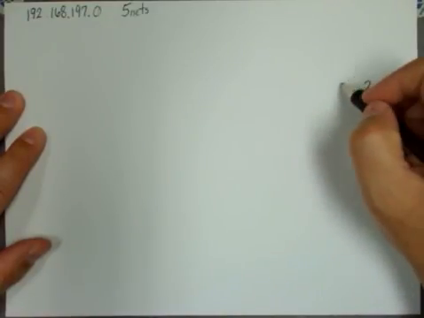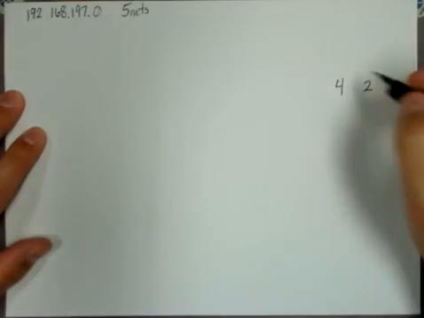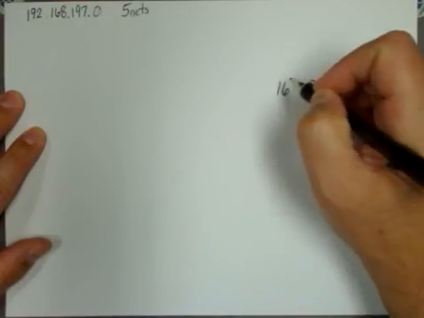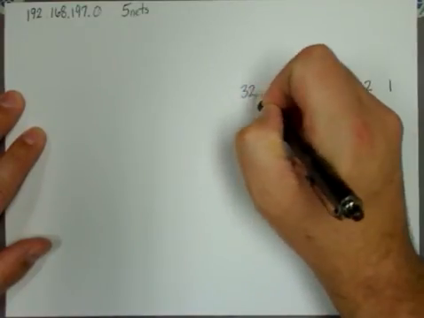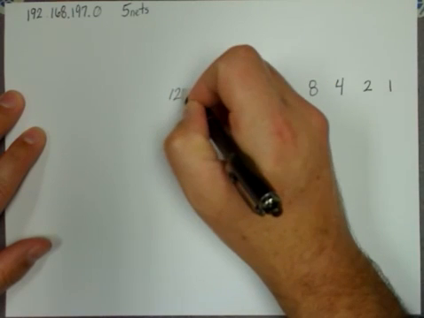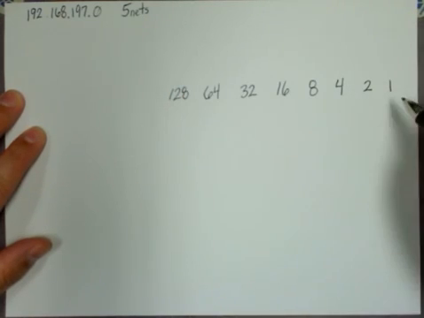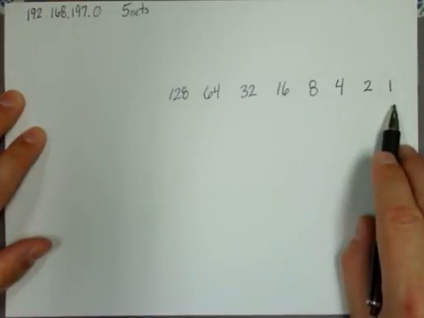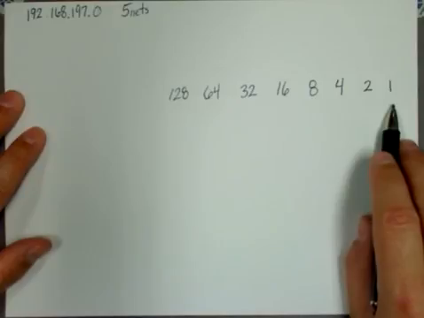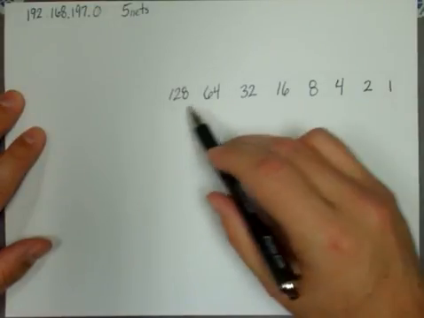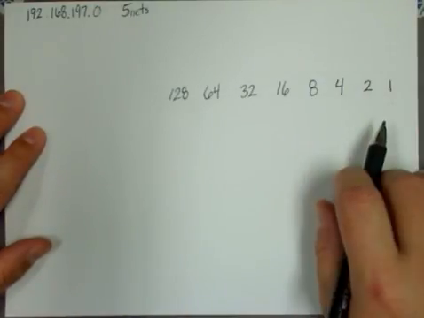2 times 2 is 4. 4 times 2 is 8. 8 times 2 is 16, 16 times 2 is 32, times 2 is 64, times 2 is 128. And I'm going to stop right here at 8 places. The reason for that is because we're talking about IPv4 octets. There's 4 octets, oct, you get it, 8. So 1, 2, 3, 4, 5, 6, 7, 8, and there's 8 bits in each octet.